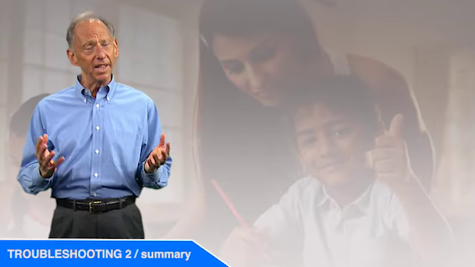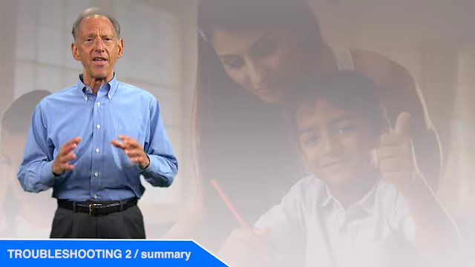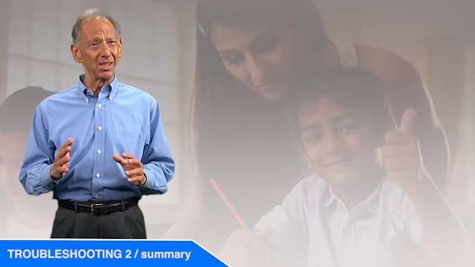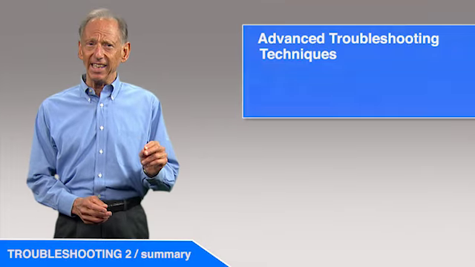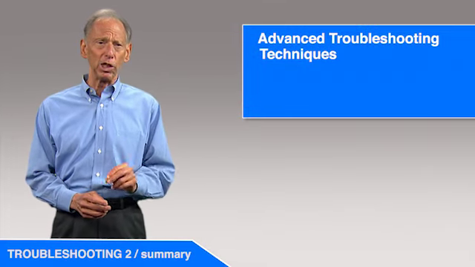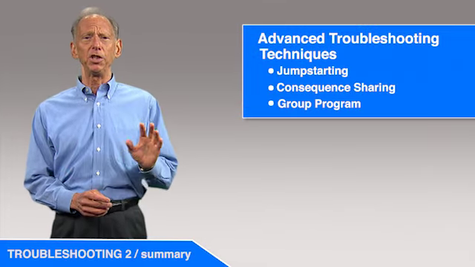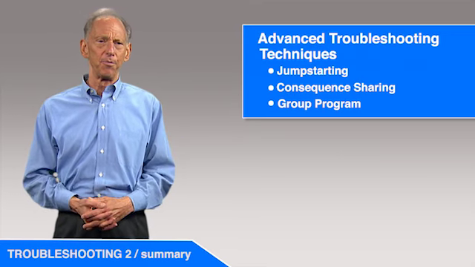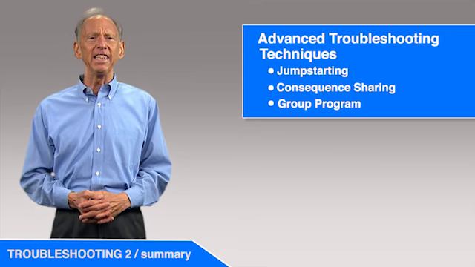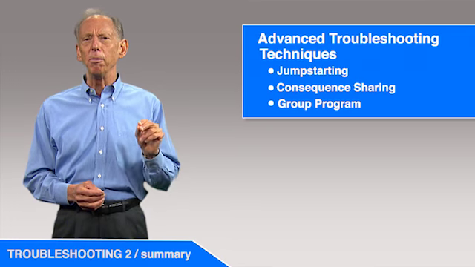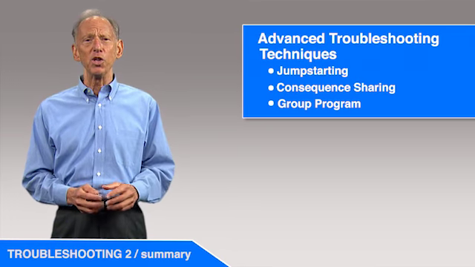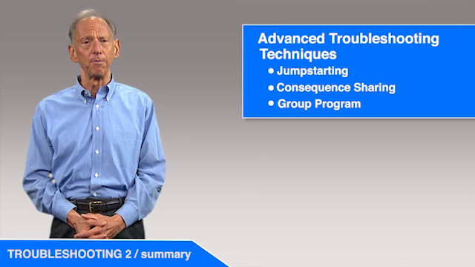So let me summarize. I have covered 3 techniques for troubleshooting. They are designed to help when programs are not working as well as you would like. The advanced techniques in this lesson include jumpstarting, consequence sharing, and group programs. I refer to the techniques in this lesson as advanced because they are more complex to implement and also because they are used for more than just troubleshooting.